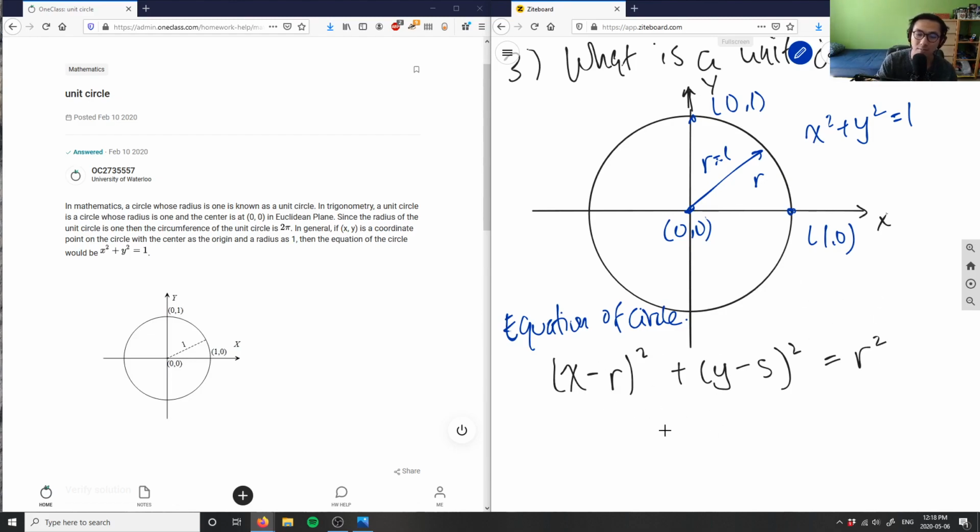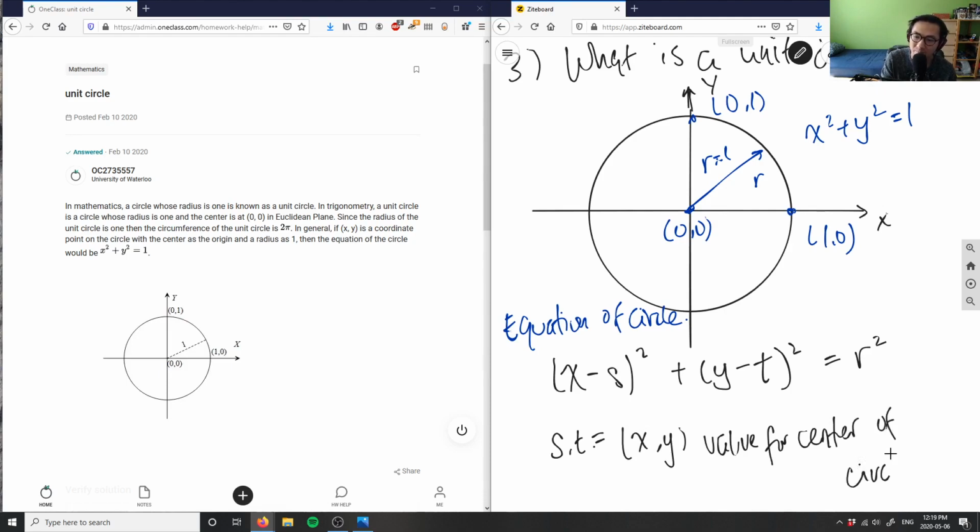Actually, I won't use r in this case because it's kind of confusing. If I use r, maybe I'll use t here or something like that. T here, or I think it's actually s and t. The correct symbols, so s and t, where this s and t are basically points that are in the center of the circle. So this determines the x and y values for the center of the circle. So in this case, because it's 0, 0, then I simply just have x squared plus y squared equals 1, right?